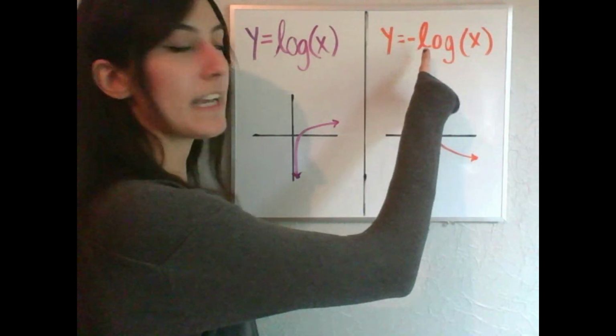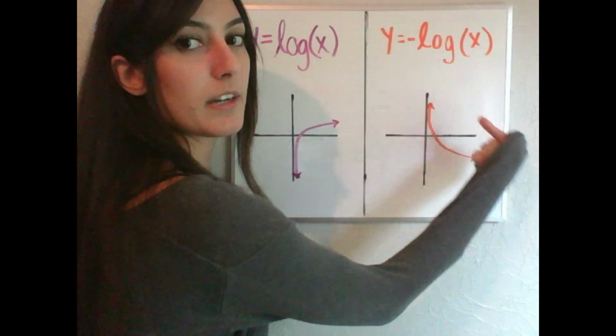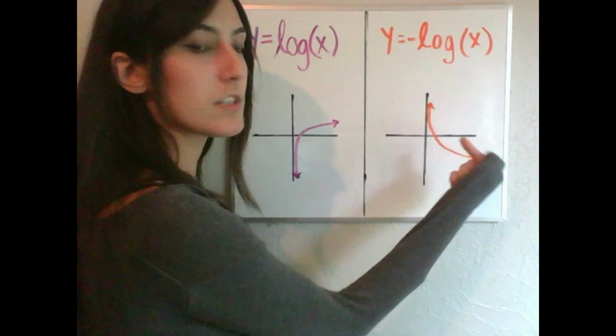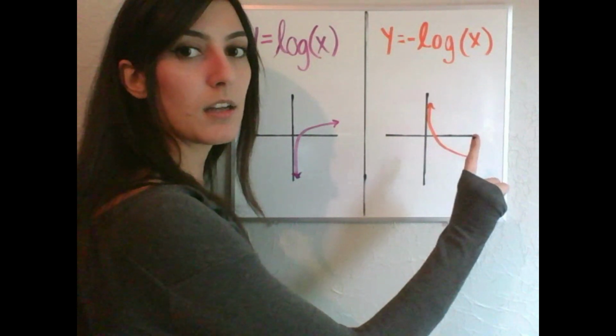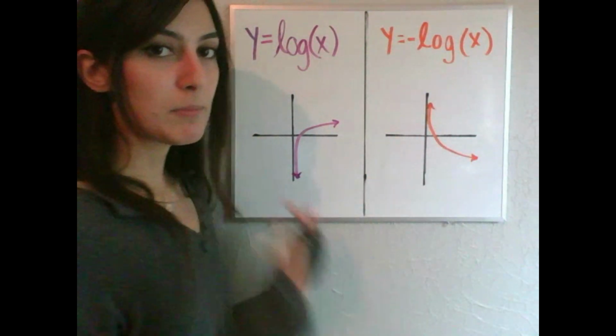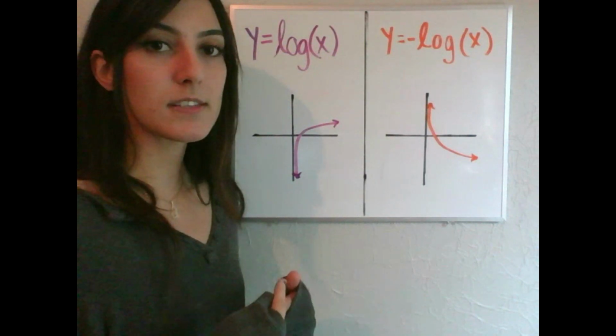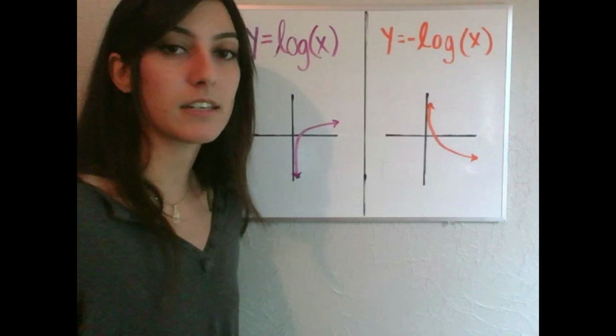However, when we look at y equals negative log of x, now we have a negative slope situation. So as my x increases here, my y is now going to decrease. So keep this in mind and look for some other patterns as we work through these examples. It'll make identifying the graphs a lot easier for you.